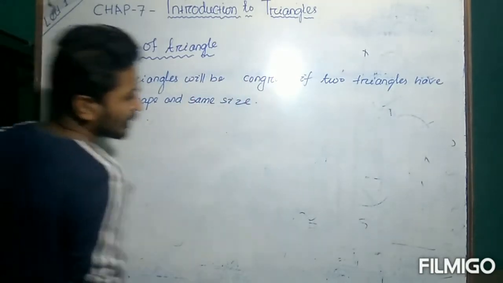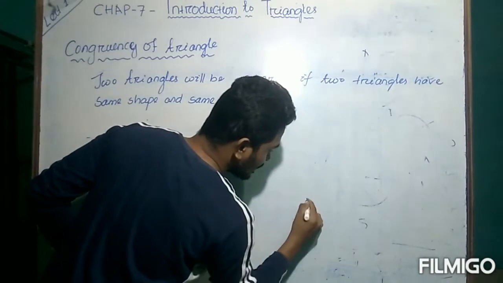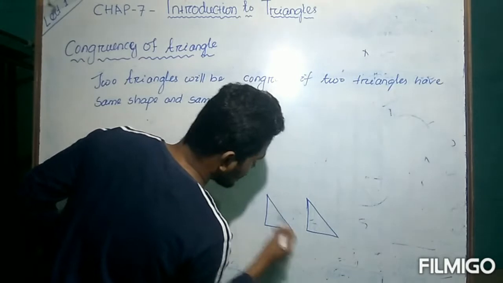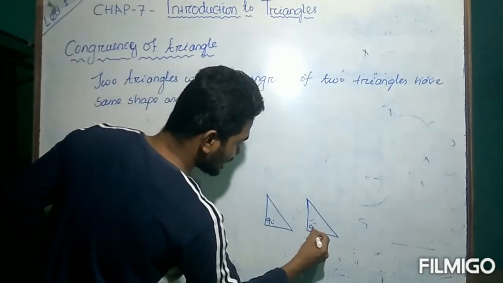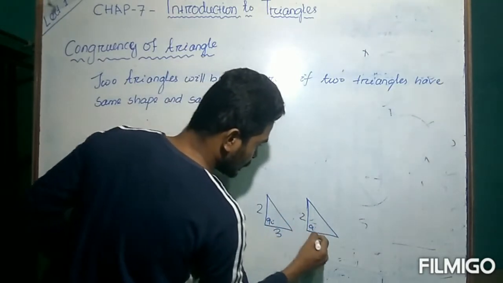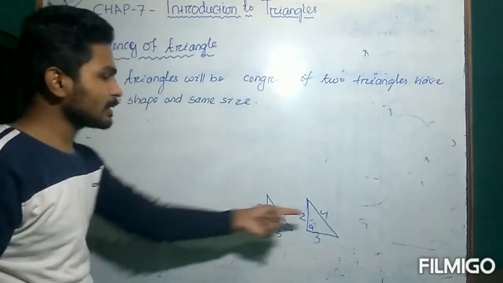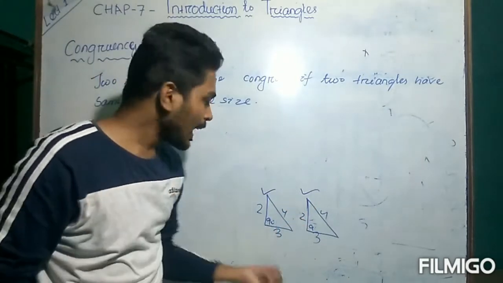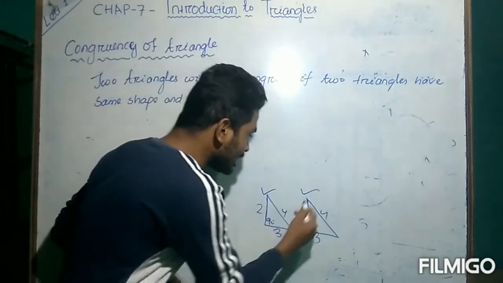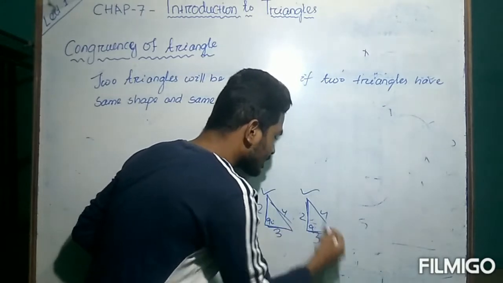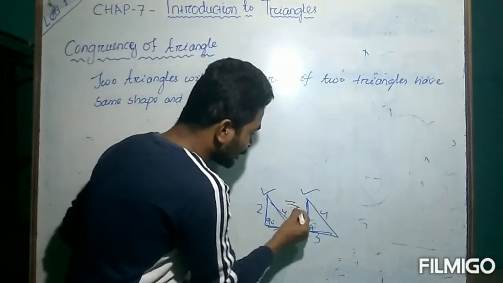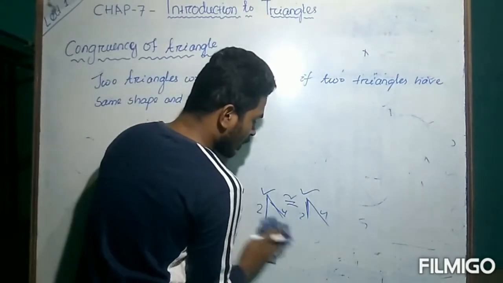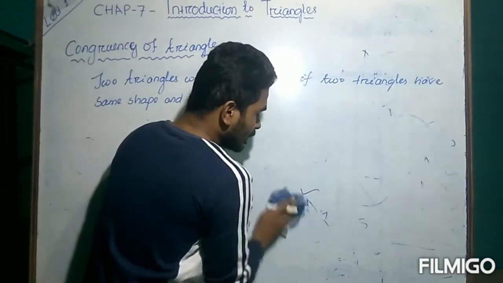Understood? So this is a triangle. This is another triangle. Now in this triangle, this angle is 90. It is 90, 2, 3, 2, 3, 4, 4. Now as you can see, these two are right angle triangles. So their shapes are equal, and these two triangles have all the sides equal. Yes or no? Yes. So these two triangles are congruent triangles. Okay. So this is the definition of congruency of triangle.